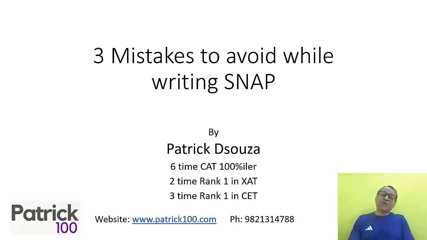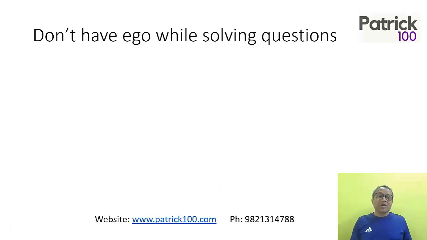Three mistakes to avoid while writing the SNAP exam. So one is, don't have ego while solving questions. Normally it's a 1 hour paper, 60 minutes. If you try to have ego, and ego is very common in a strong area.